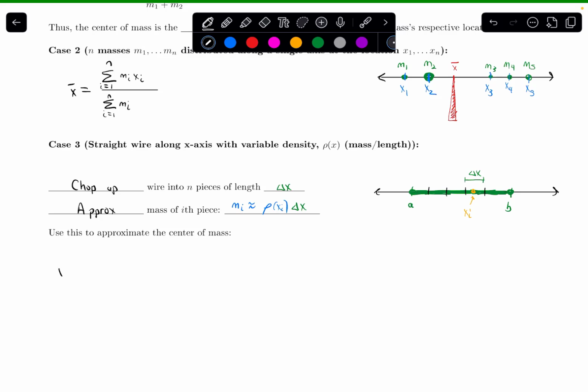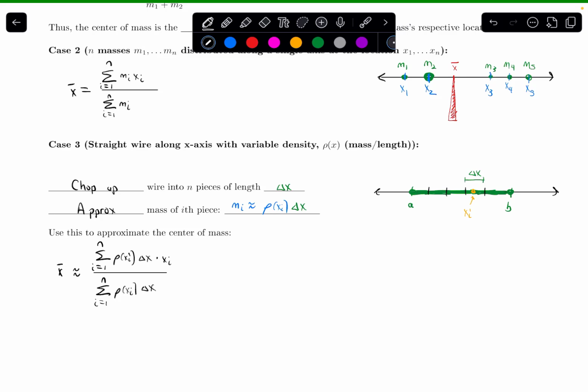with our formula from case 2. So I'll get my x coordinate of the center of mass. This is going to be an approximation. I'm going to get a fraction. And up top, I'm going to get the sum from i equals 1 to n. And then I have to write my mass, which I have approximated here. It's rho of xi, my density, times that delta x, that length, times xi, the x coordinate of the point. And on the bottom, I am summing up from 1 to n of mi, which, again, I have the approximation of. It's rho of xi times delta x.